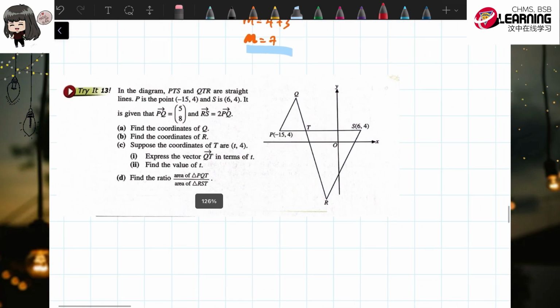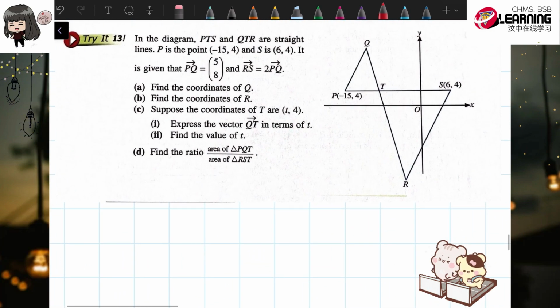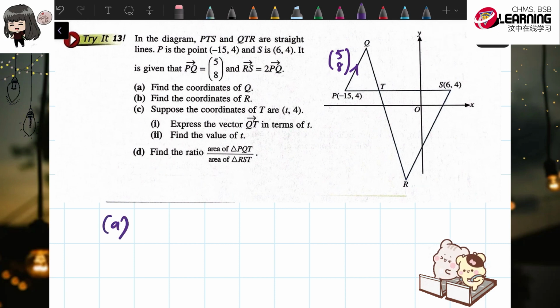Now let's go to try 13. So PTS, QTR are straight lines. P is the point. You already have the point, S already has the point. It is given that PQ is (5, 8). P to Q is (5, 8). So how are you going to find the coordinate of Q? Part A, find the coordinate of Q.